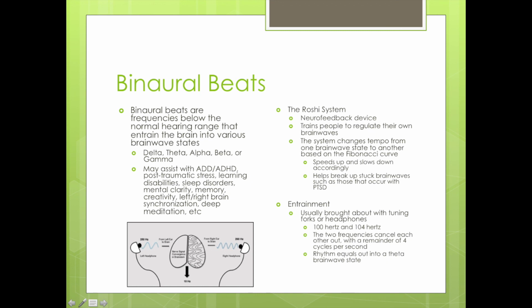There are other light systems similar to this one that will flash at, say, 10 flashes per second and trigger the brain into a state of alpha, for example, if that was the case. The brain's frequency following mechanism is called entrainment.